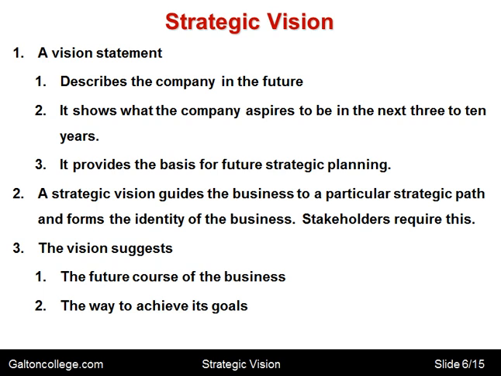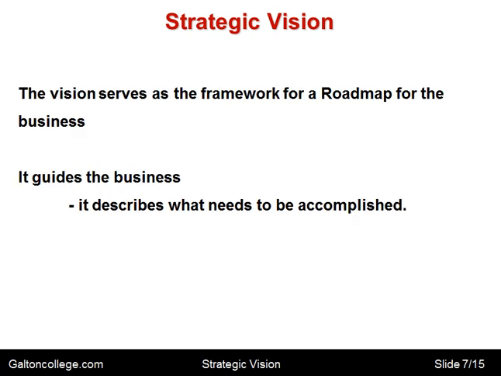The vision suggests the future course of the business and also the way to achieve this. So it sets out where the business is going and also how to achieve it. There's an element of planning to achieve the objective of getting the business to wherever it's going. The vision serves as a framework for a roadmap for the business. By roadmap, we simply mean here a plan.